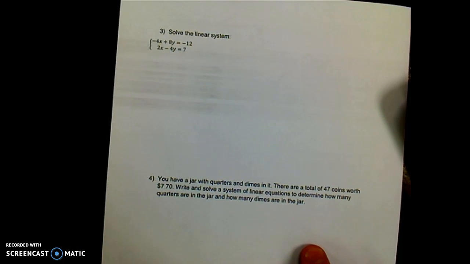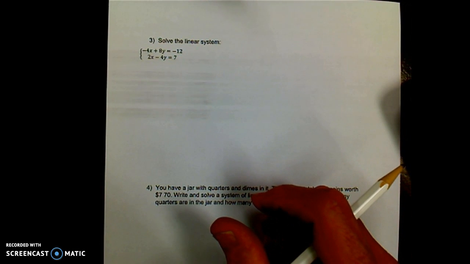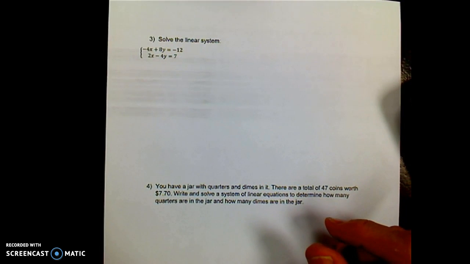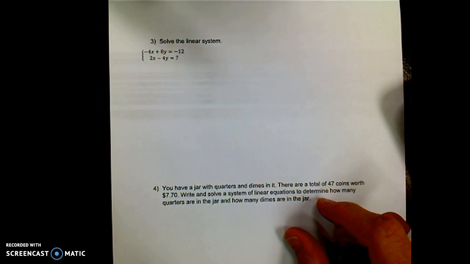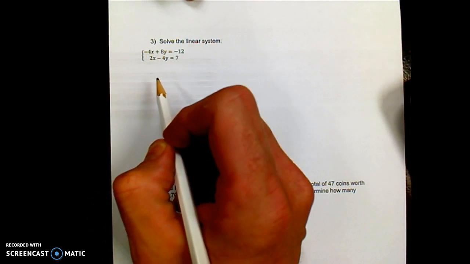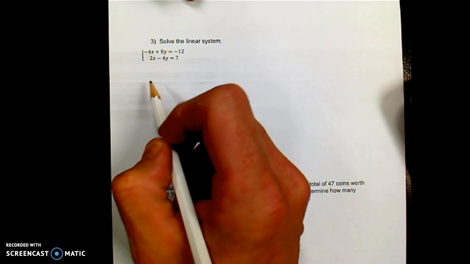One more example. It's very possible for a system to have no solution or infinitely many solutions, all real numbers. Let's look at an example of what that looks like when we try to solve algebraically. So as a for instance, negative 4x plus 8y equals negative 12, and 2x minus 4y equals 7.